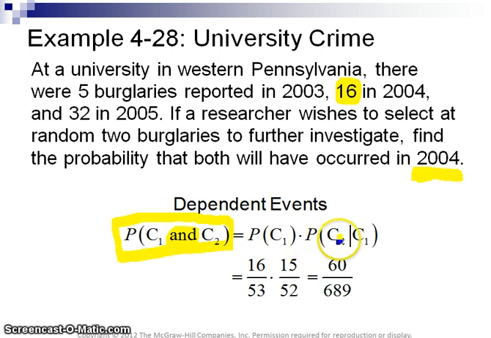But for both of them, it means the probability of the second crime given the first has occurred. So given that we've had a crime already committed in 2004, what's the probability the second one was committed in 2004? Notice here that it reduces the numerator by 1 and the denominator by 1, because we now only have 15 crimes because we accounted for one with the first probability, and we only have 52 crimes total, because these events were dependent. So we're multiplying these two probabilities together to get our answer of 60 over 689.